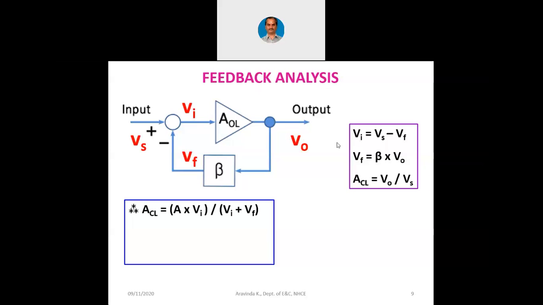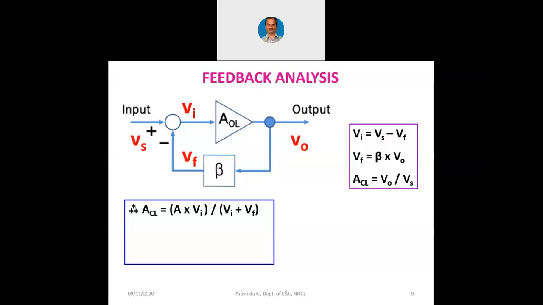Therefore, ACL is what? V0 is A into Vi. I am simply writing A here instead of AOL, because in future whenever we mention capital A, that means open loop gain. We need not keep on writing AOL everywhere. In general, for any amplifier we signify the gain as capital A and we signify the feedback as small beta. Whenever we have this closed loop gain, either we write ACL or we also write AF. AF basically stands for gain with feedback.